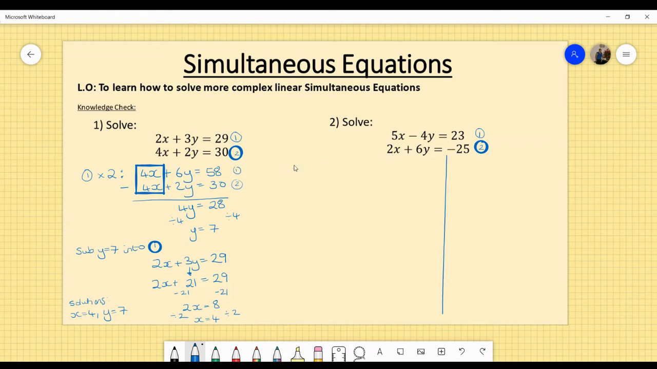So I'm going to need to get equation 1 to have 10x, which means I need to multiply through everything by 2. So I'll get 10x minus 8y equals 46. And if I take equation 2 and I multiply that one by 5 this time, because I'm still trying to get 10x, so that's 10x plus 30y equals negative 125. So they're now my two equations, but I have my 10x's the same here. Okay, and because they're the same, they're both positive, so I'm going to be subtracting at this point.